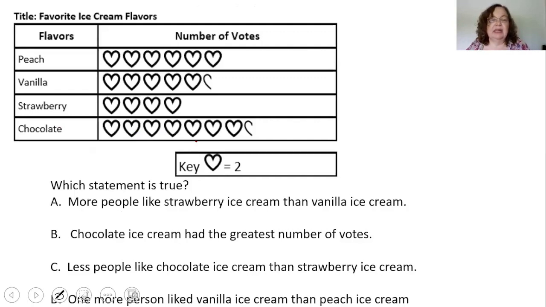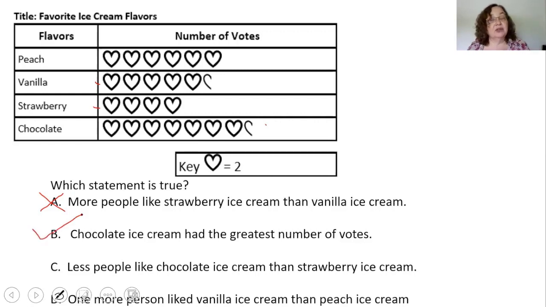So there's my data. Let's read the statements out loud with me. More people like strawberry ice cream than vanilla ice cream. Well, let me see. Here's strawberry and here's vanilla. Did more people like strawberry than vanilla? No. So let's put an X over that one. B says chocolate ice cream had the greatest number of votes. Let me see chocolate. Oh my, that is the greatest number.